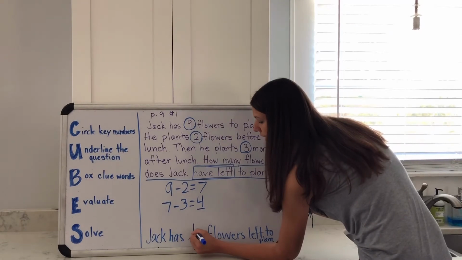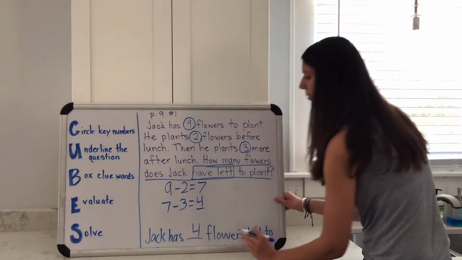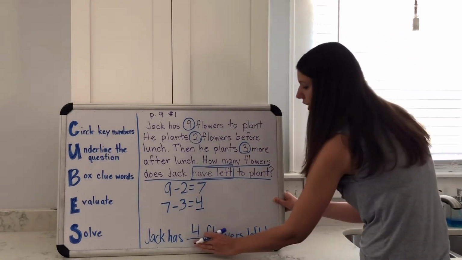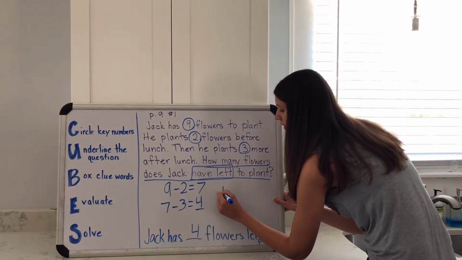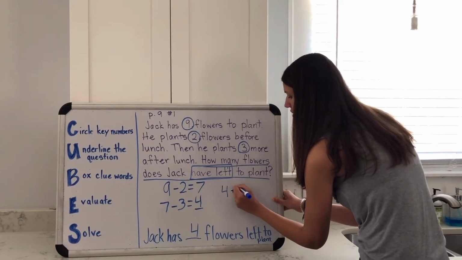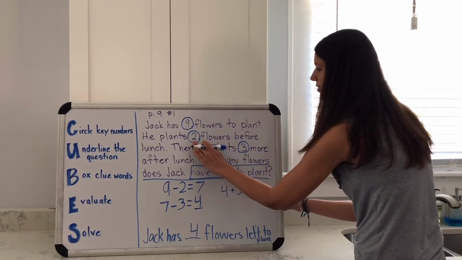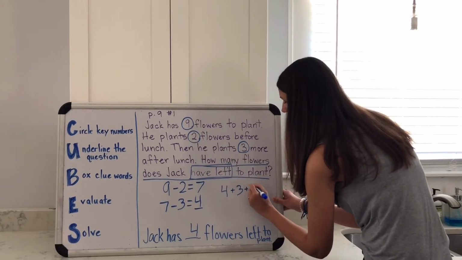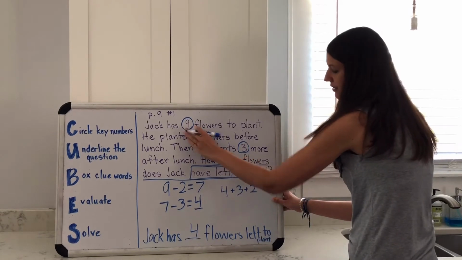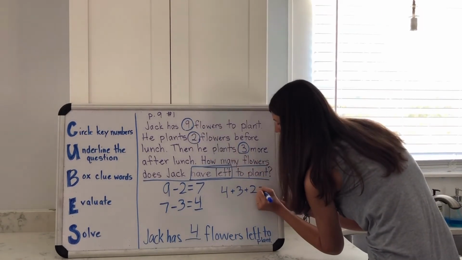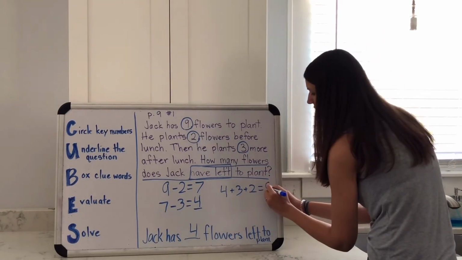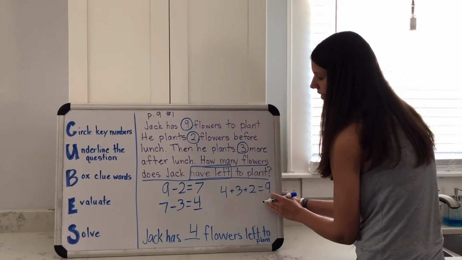So I'm gonna put that in my answer, but now I need to check and make sure this answer makes sense. So he has 4 flowers left to plant. He planted 3 after lunch, and he planted 2 before lunch. So now I'm gonna find out if all of these numbers equal 9 to figure out if my 4 made sense. 4 plus 3 is 7, 7 plus 2 is 9, so my answer does make sense.